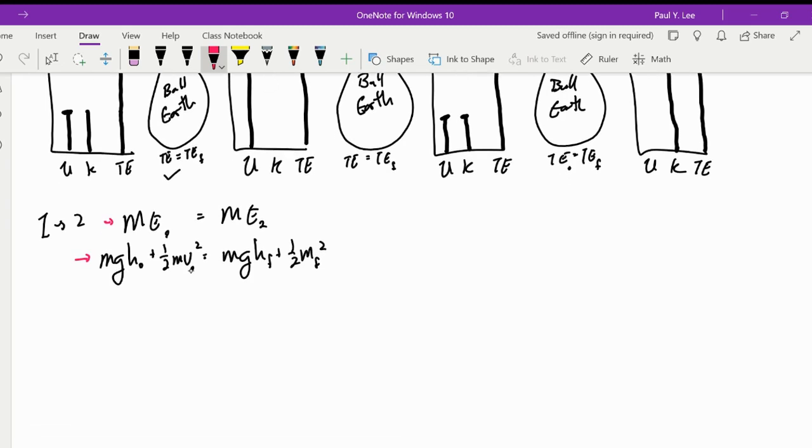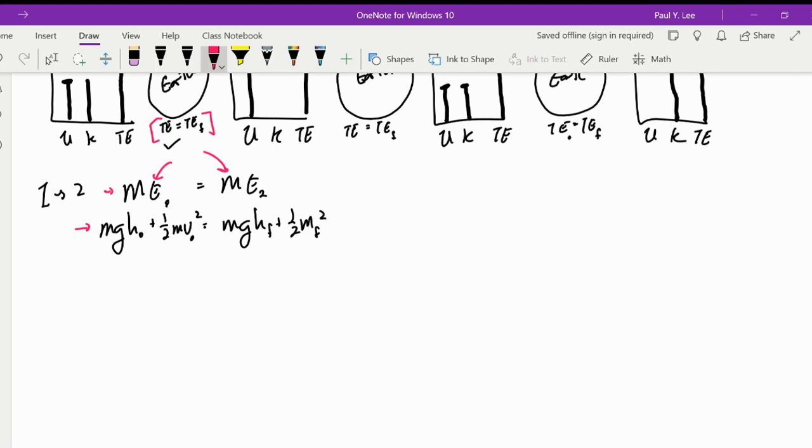All right, and we know that this formula is true because of what we set up here. Our initial energy and our final energy have to be equal to each other, and that's how we came up with this formula right there. All right, now let's apply some math.